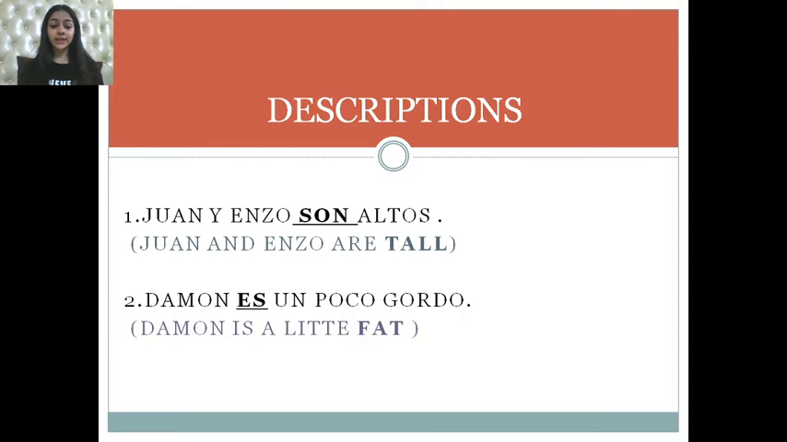Next up is Damien es un poco gordo. Damien is a little fat, right? So again, we have used es because we were talking about the third person singular. We are talking about one person in the third person form, right? Now instead of is and instead of are, we have used verb ser.